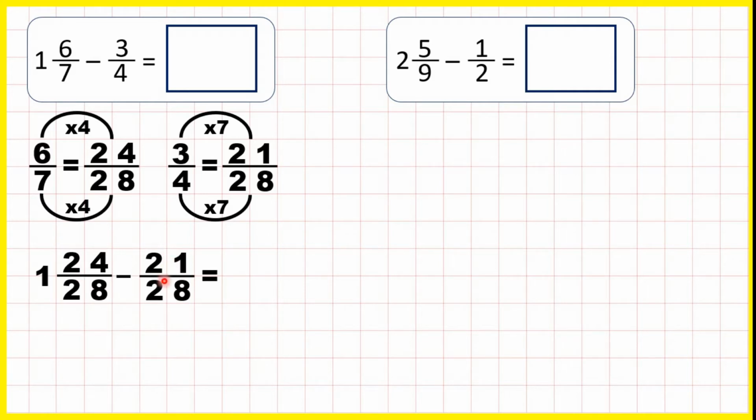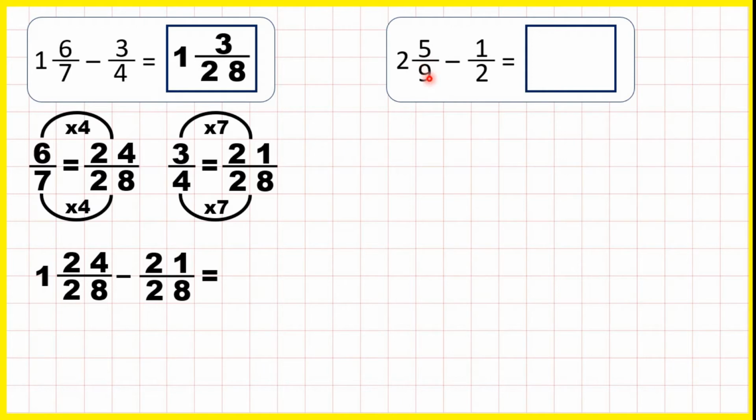Now, if we subtract our fractions first, 24 28ths minus 21 28ths is 3 28ths, because remember, when we subtract fractions, the denominator stays the same, and then we just have 1 minus nothing, so we still have 1 in our answer. So our answer is 1 and 3 28ths.